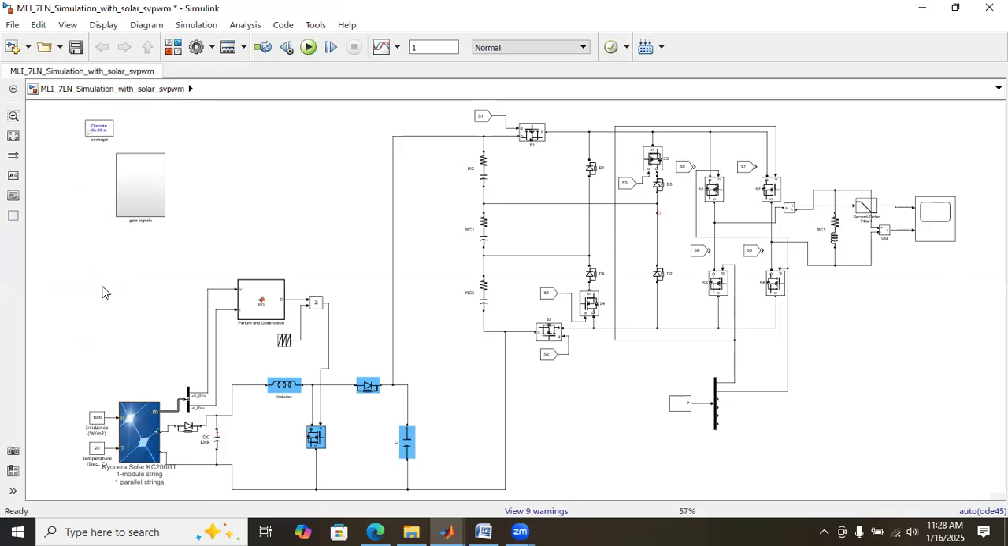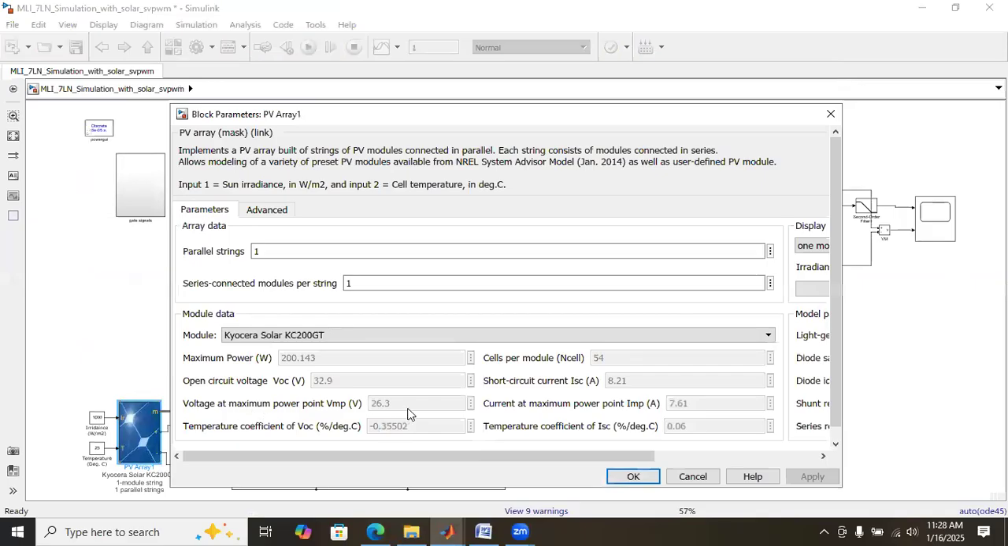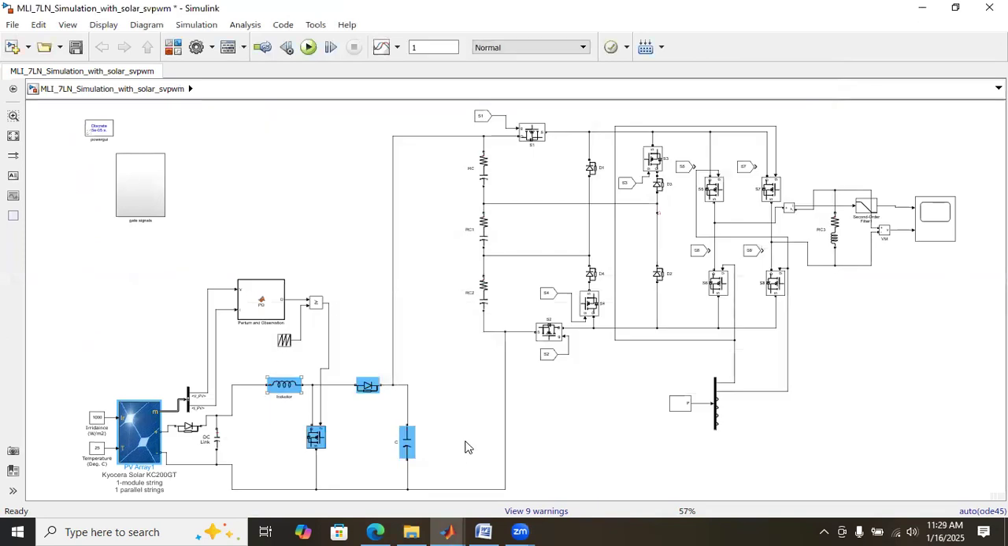Here this is a boost converter based PV based 7-level multi-level inverter. Here the PV is the source. The voltage is around 26.3 volt and power is around 200 watts. That is given to the boost converter. The boost converter will step up the voltage to 75 volt and provide it as input to the multi-level inverter.